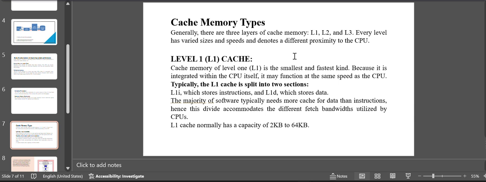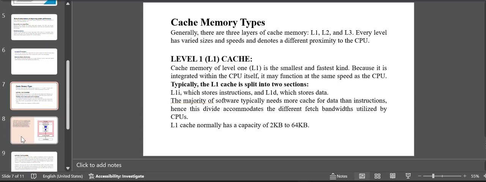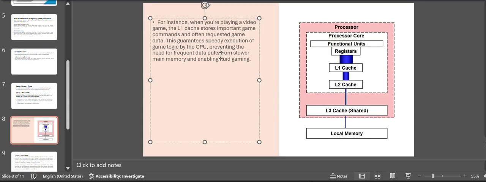Typically, the L1 cache is split into two sections: L1I, which stores instructions, and L1D, which stores data. The majority of software typically needs more cache for data than for instructions. Hence, the split accommodates the different fetch bandwidth utilized by CPUs. L1 cache normally has a capacity of, and here you can see the layer 1 example.